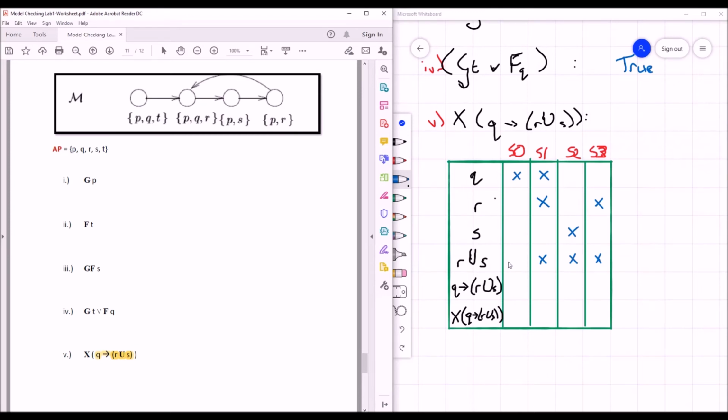well, let's see. State 0, Q is true. "Or until S" is false, as we've seen in state 0. So therefore this is false. Let's go on to state 1. Q is true, and "or until S" is true, so this holds here. Q is not true in state 3, so it doesn't matter what "or until S" is, it's going to be true. And again, Q does not hold in state 4, so again, it doesn't matter if "or until S" holds, it's going to be true.